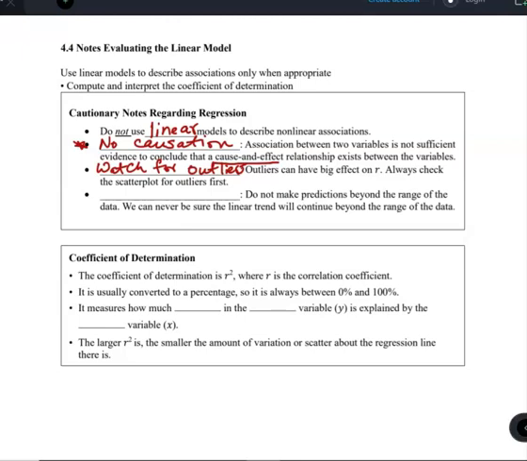And then finally, do not make predictions beyond the range of data. There's a special name for this called extrapolation. So you want to avoid that. No extrapolation. Your model is only good for the range of data that you're given. Never go beyond the range of data. That's called extrapolating, and we don't want to do that when we're working with our linear equation.